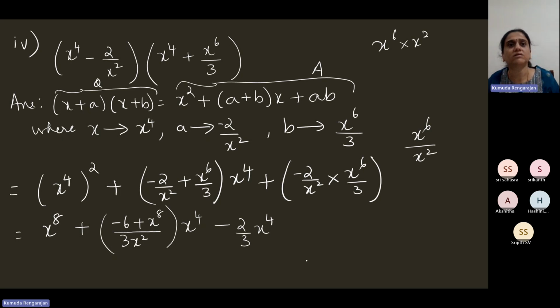Not clear? How will you get x to the power 8? Yeah, the LCM is 3x squared, right? So we need to multiply the numerator with x squared. X to the power 6 into x squared. It's the same method. But I thought it was the same instead. Oh.